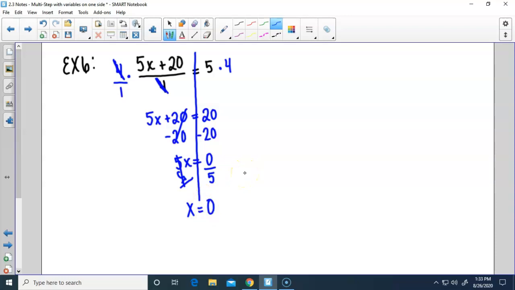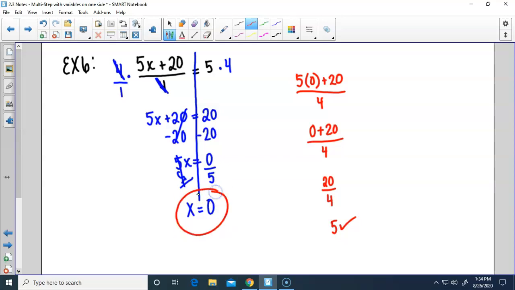It's not undefined. It's not no real solutions or infinitely many solutions or anything of that nature. The answer is 0. If you plug 0 back in, you can see that it's the correct answer. So 5 times 0 plus 20 over 4 would be 5 times 0 would be 0 plus 20 over 4. 0 plus 20, of course, is 20 over 4, and 20 divided by 4 is 5, which is what you're supposed to get on the other side of the equation. So your answer here is 0.